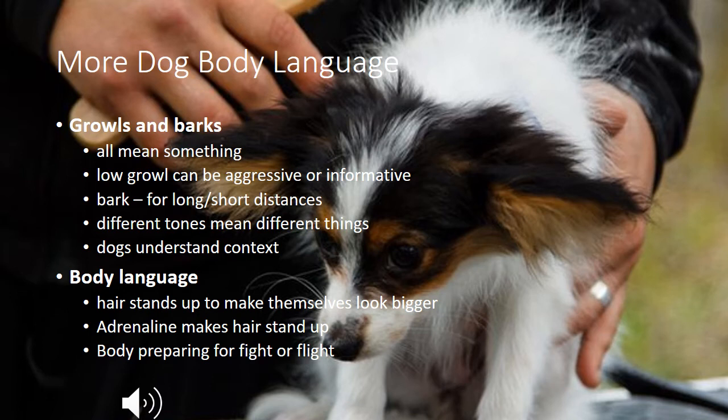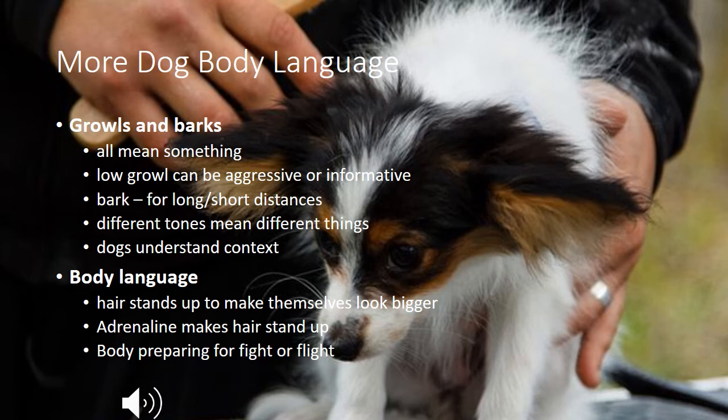Dogs use sounds and use their voice to communicate, so they make growls and barks. A growl is a sort of low grumbling sound like "rrr", and a bark is a sharp, hard sound, like "arr!" They all mean something. If dogs are talking to each other, a low growl can be aggressive or it can be informative. If a dog is not sure about a situation, it will growl to tell the other dog about it. It's similar to humans.